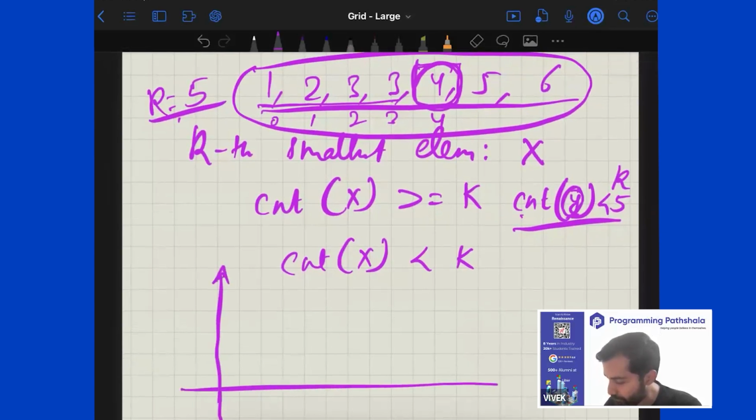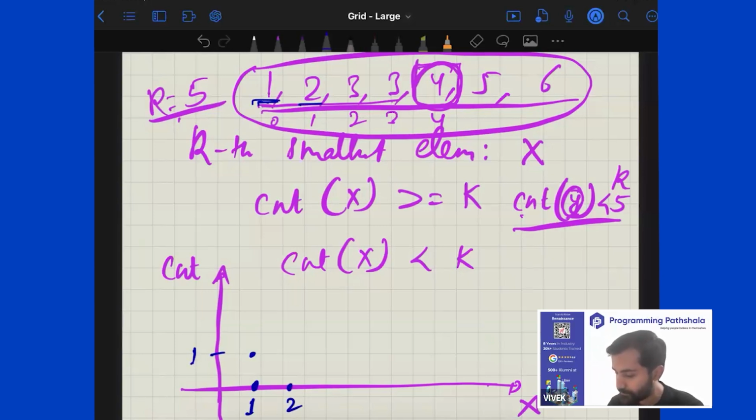So on this graph, here you have count values and here you have the numbers x. Okay, tell me, for x equals 1, what is the count? How many elements are smaller than or equal to 1? Only 1. So here the value is 1. Let's consider x equals 2. What is the functional value at x equals 2? How many elements are smaller than or equal to 2? 2 of them. So here the value will be 2.